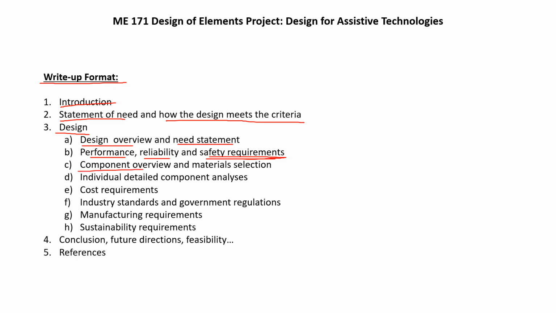Then you're going to get into the component overview and material selection. From there, you're also going to talk about, within the design, the individual detailed component analysis, and talk about the associated cost requirements. Again, there's a lot of things that go into that we're discussing throughout the semester. Then you're going to look at those industry standards, and these may be related to government regulations. Talk about the manufacturing requirements related to the type of manufacturing you're choosing to do, and the sustainability requirements as well. Then the next step in your format for the write-up is going to be your conclusion, future directions, and your feasibility discussion. And at the end, also make sure you include your references. So this is a real broad overview for that write-up format.